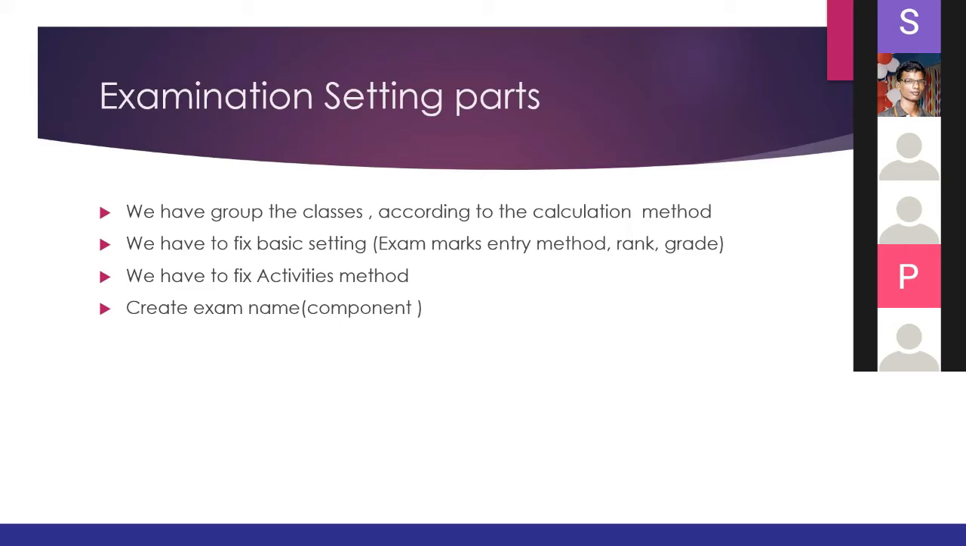We have an option called rank method in our examination module. It is used for two types of rank method. Some schools use the continuous rank method. Like if one student has 480 and another student also has 480, some schools will give first rank to both and the next one a third rank. But some schools use a different rank method, 1, 2, like that they will calculate. That option also we can set in the examination basic setting page.